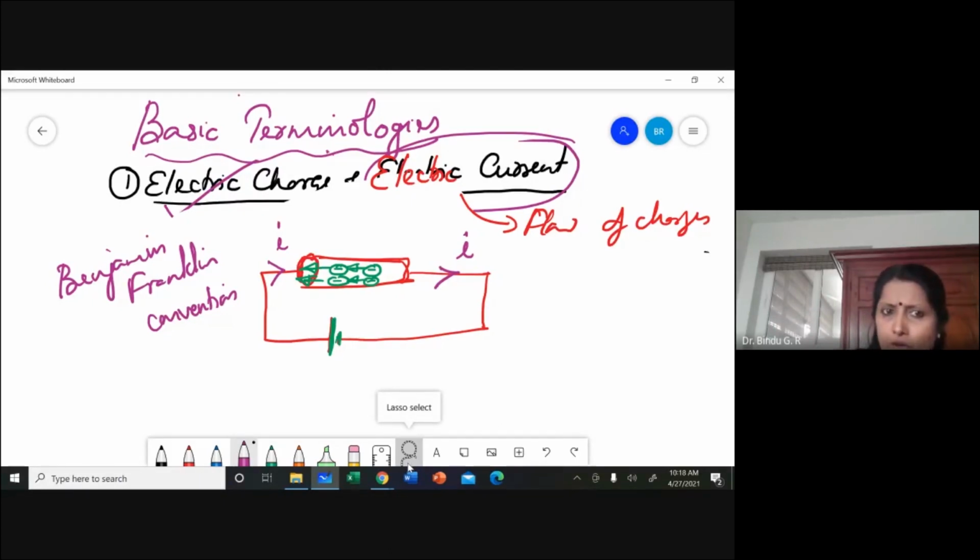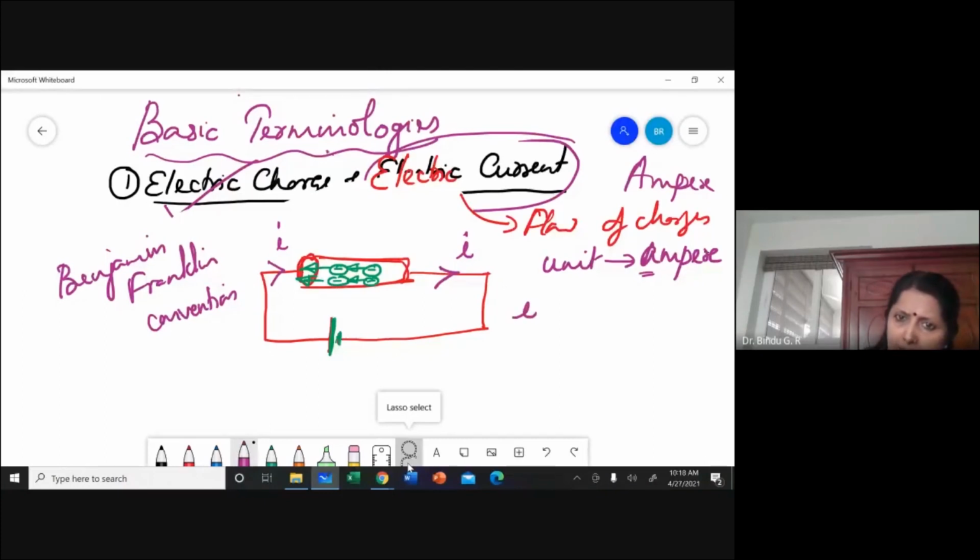And what is the unit of current? Unit of current, as you all know, is ampere. It is named after the scientist Ampere. So I write this as small i. Now current i is defined as, this is called a definition, dq by dt, where you can say current is defined as a rate of change of charge. Okay. And so 1 ampere will be equal to 1 coulomb per second.